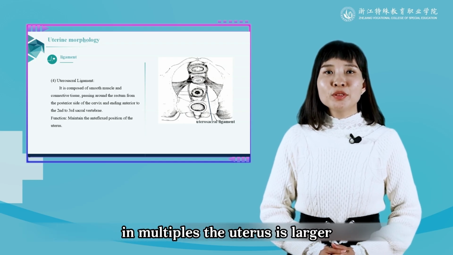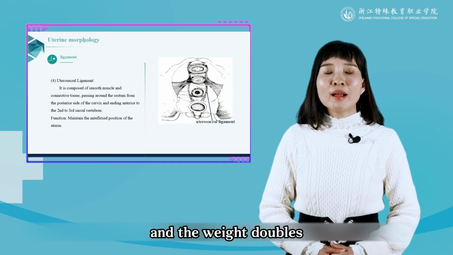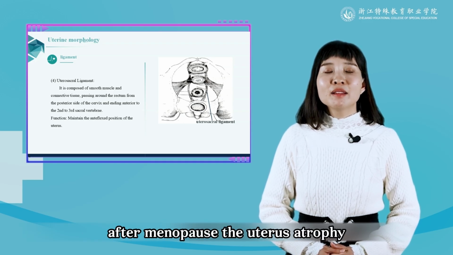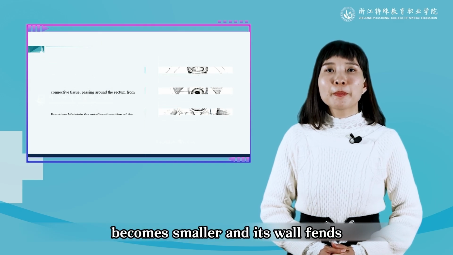In multiparas, the uterus is larger, all diameters and the cavity increase, and the weight doubles. After menopause, the uterus atrophies, becomes smaller, and its wall thins.